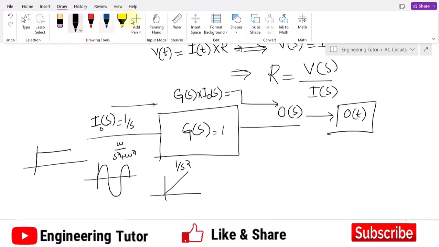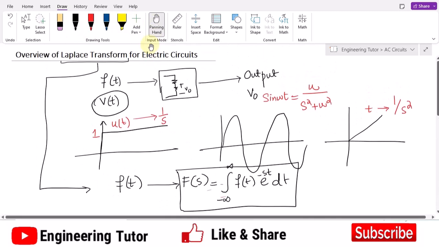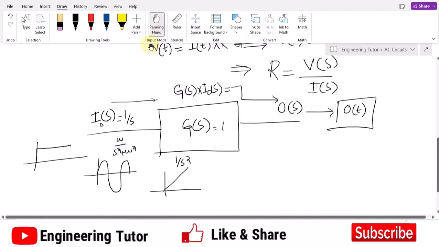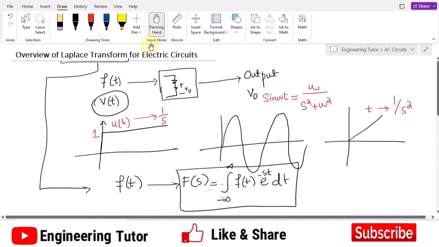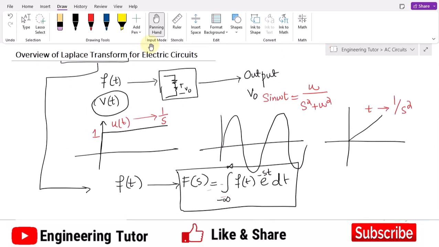So that's it for the uses of the Laplace transform to find the output in any system. And in our next lecture, we are going to see the applications of it in electric circuits. Thank you so much, and I will see you soon.